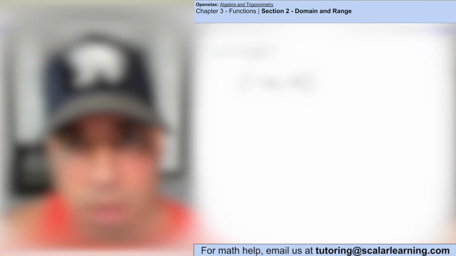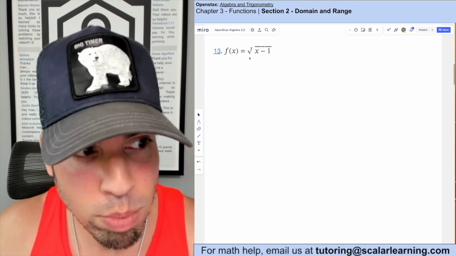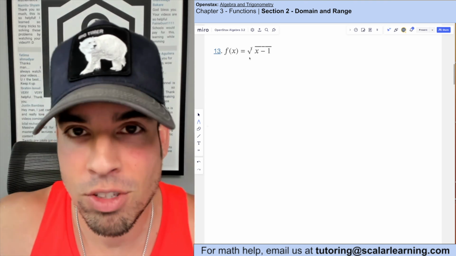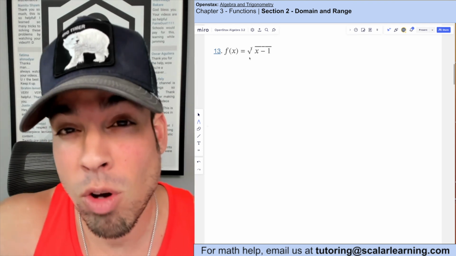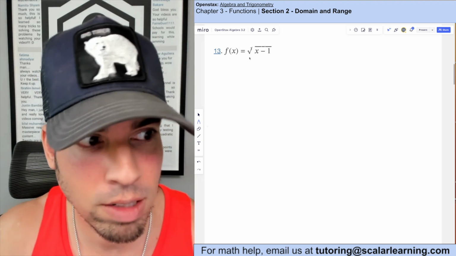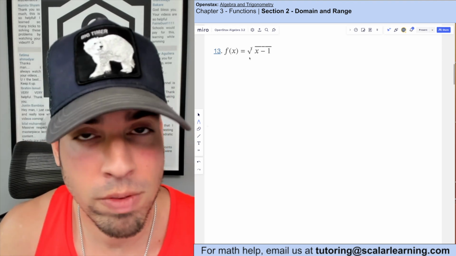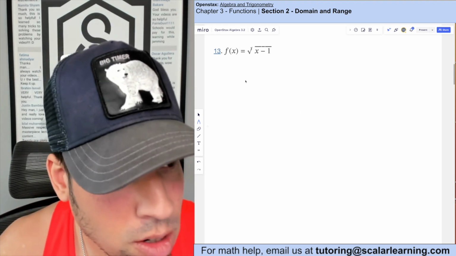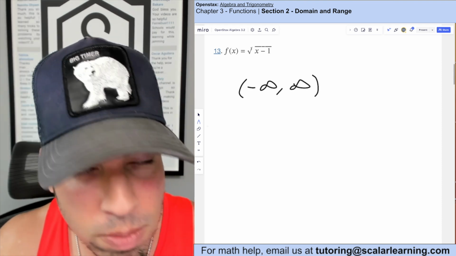Boom, done. For number 13, we got a cube root situation. And as we mentioned in a previous problem, cube roots are good. There's not going to be an issue of taking a square root of a negative. Again, it's also about even roots. We don't want a fourth root of a negative, a sixth root of a negative. But this is an odd index, an odd root. I can take a cube root of a negative all day long. Once again, all real numbers, negative infinity to infinity, boom, done.